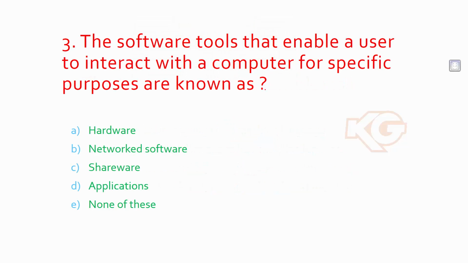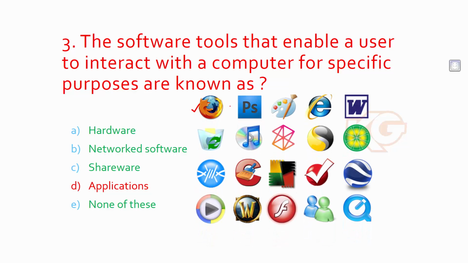The software tools that enable a user to interact with a computer for specific purposes are known as hardware, network software, shareware, or applications. None of these. So the option should be applications. You can see some of the examples over here: Mozilla Browser, Photoshop, Microsoft Paint, Internet Explorer, Flash Player, Media Player, Clean Master. You can see a lot of applications come under this where users are directly interacting with the computer.